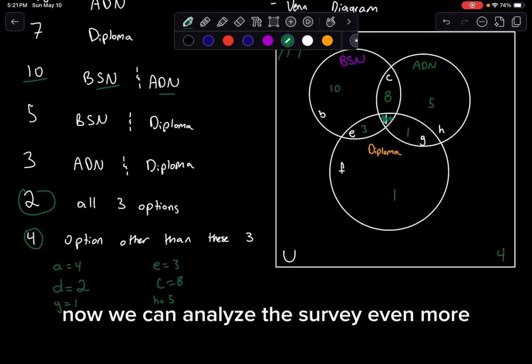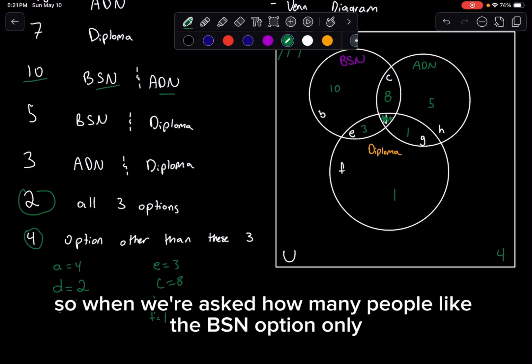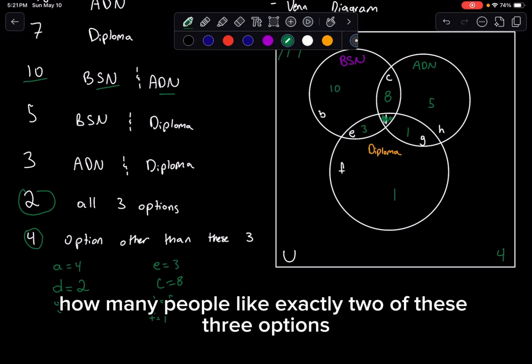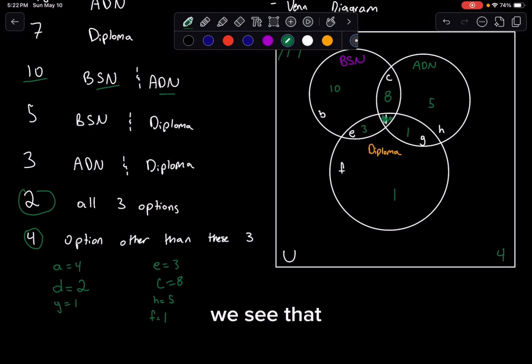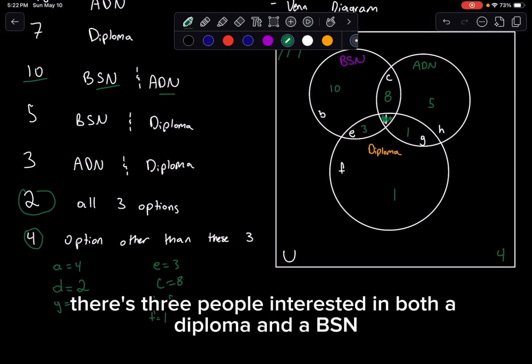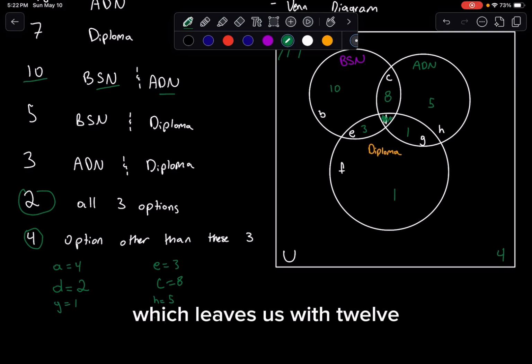Now we can analyze the survey even more. When we're asked how many people like the BSN option only, we know that only 10 do. How many people like exactly 2 of these 3 options? We see that there's 1 person interested in both a diploma and an ADN. There's 3 people interested in both a diploma and a BSN, and there's 8 people interested in both a BSN and an ADN, which leaves us with 12.